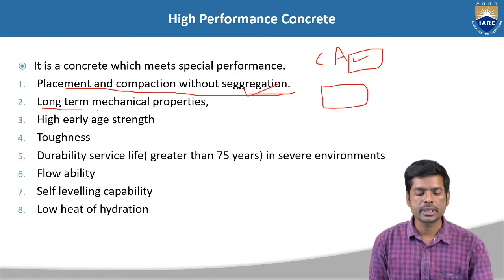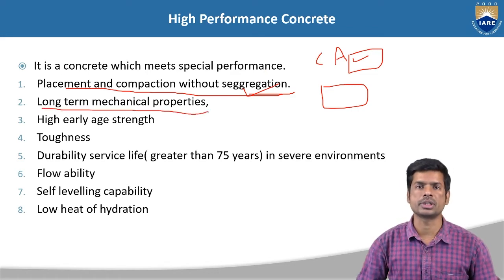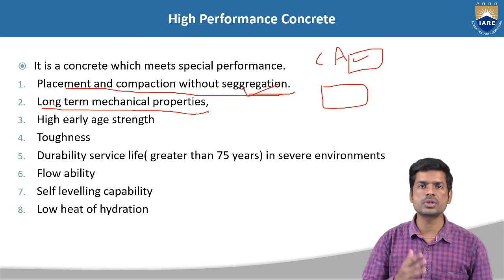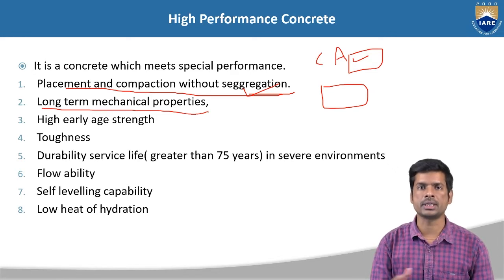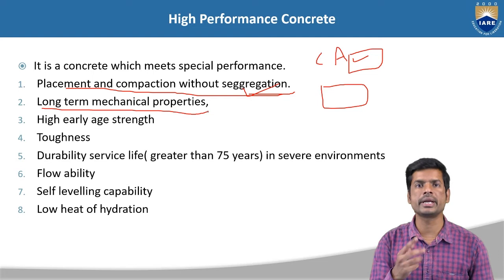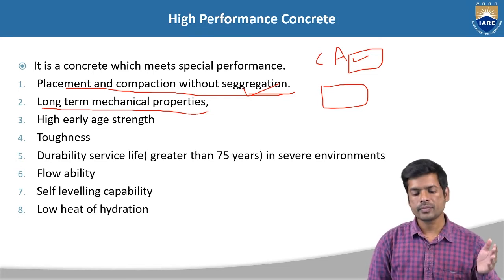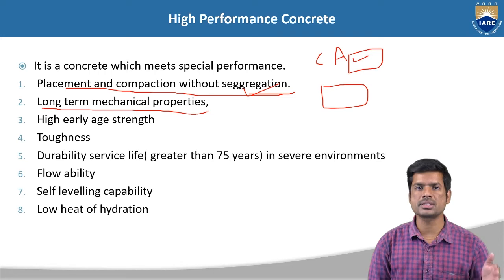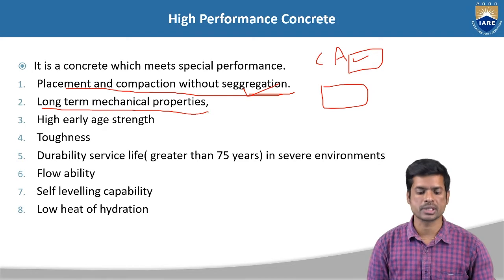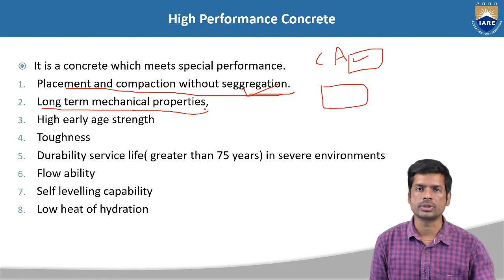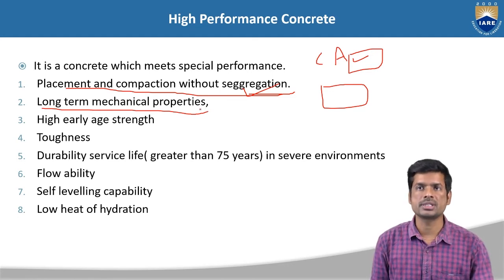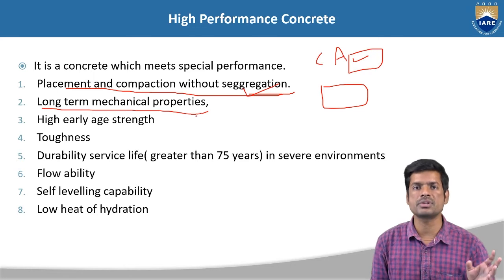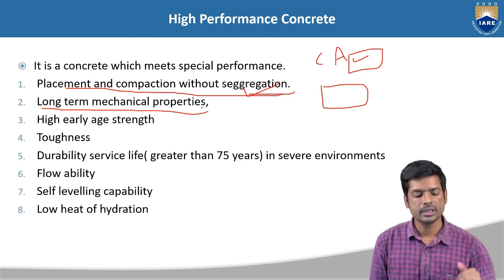And next, long term mechanical properties. Here mechanical properties are nothing but whenever you apply any force on the member, after applying the force, it is going to behave somewhat differently, like it may get deflection, it may get some cracks inside the member, right? So this behavior after application of loads is called mechanical behavior or mechanical properties. In this high performance concrete, the mechanical properties are going to improve. That means the long-term mechanical properties are not going to be affected, and the service of this concrete will be very high.